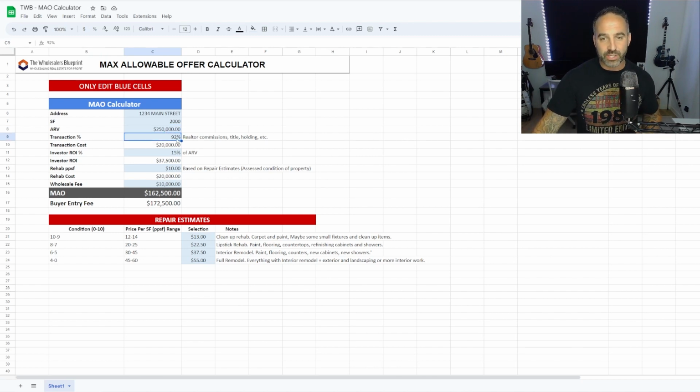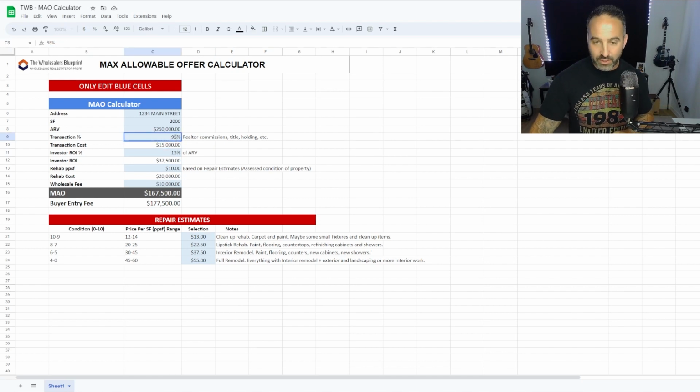Transaction cost. So this 92% number, the average cost across the United States to sell a property is 8%. That 8% is going to be real estate fees and closing costs. Okay, now you can move this number around and say maybe it's only going to be 94%, and that's going to move some transaction costs around.